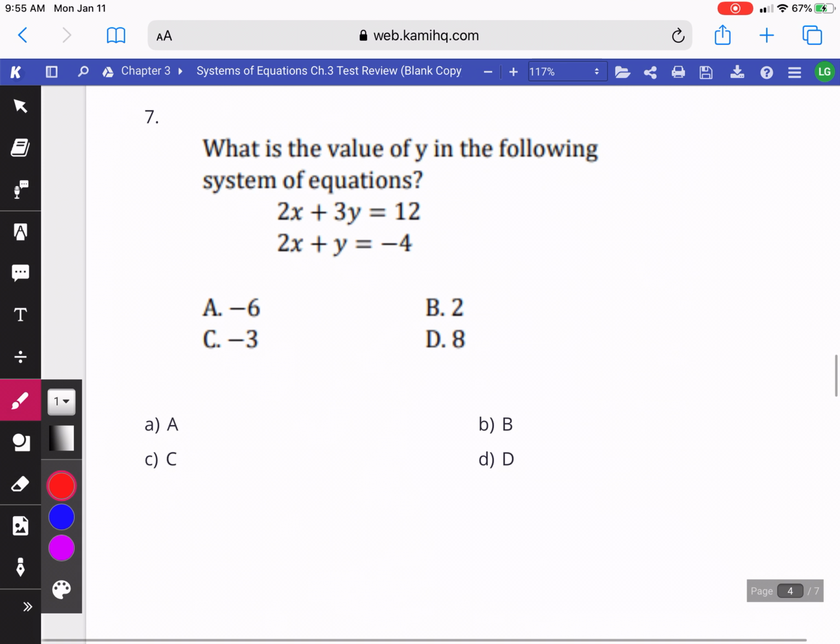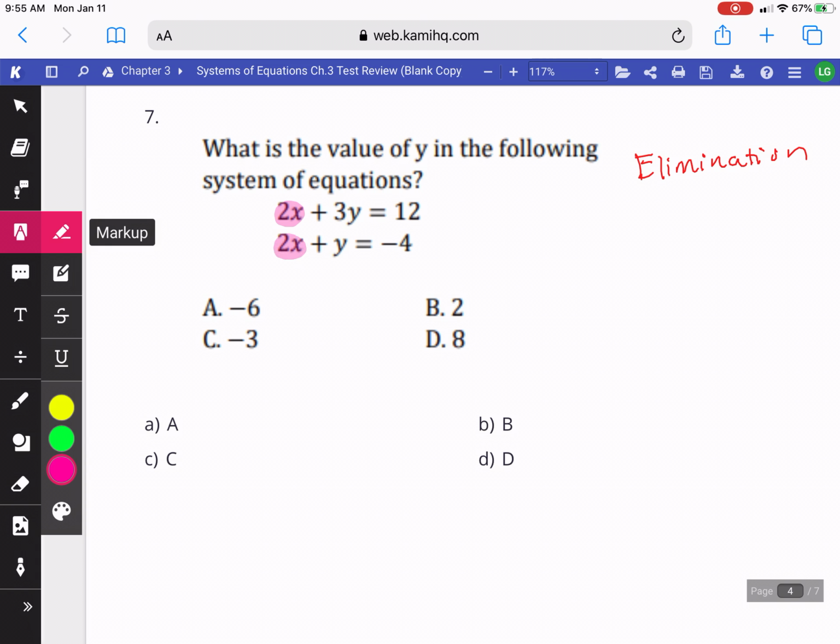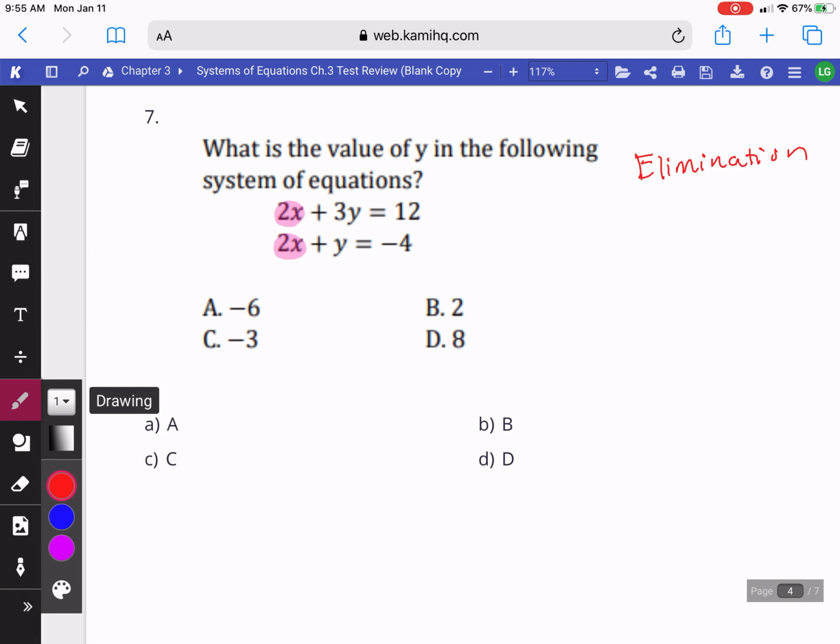Here in this next question, we're also going to use elimination because both are in standard form. This time we have to be careful because even though both of these have 2x, if you add those, you're going to get 4x. They don't cancel. So here I'm going to want to change my signs. So this becomes negative 2x, negative 1y, and positive 4. So now they cancel. 3 minus 1 will give me 2y, and 12 plus 4 is 16. So for y, my answer is 8. That's answer choice D.